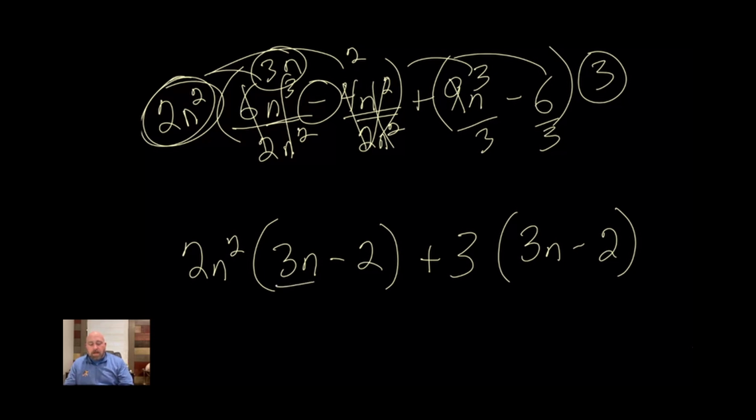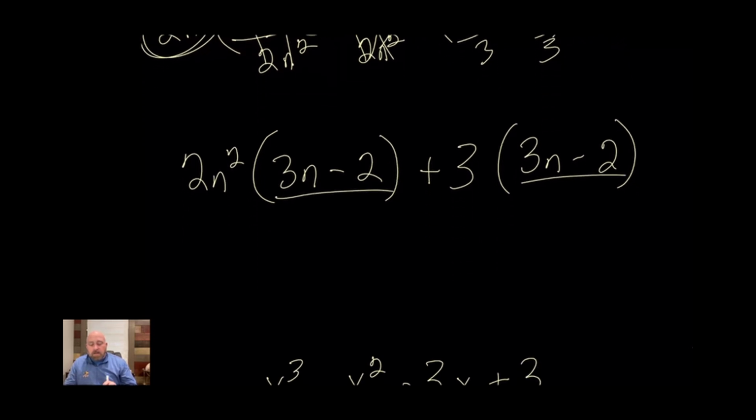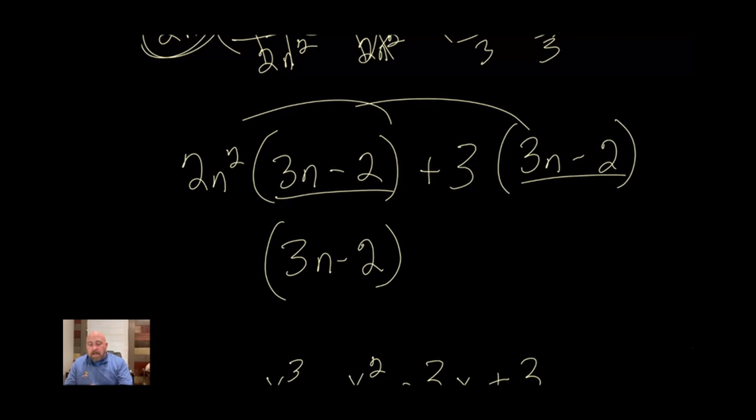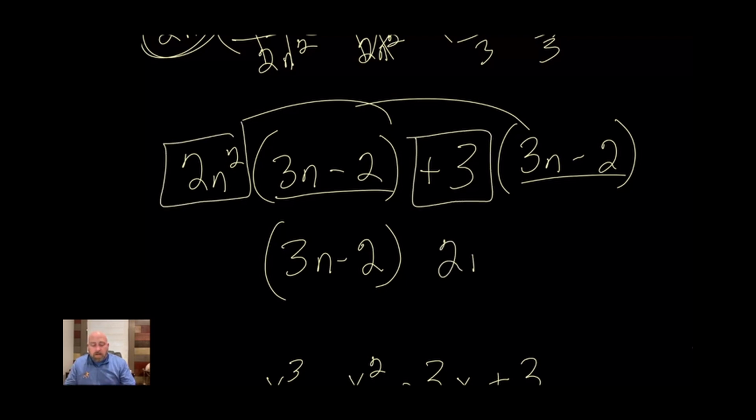Well, guess what happened? 3n minus 2, 3n minus 2. So what we can do with that is that's common. It comes out. So 3n minus 2 comes out, and then everything that we have left over inside, 2n squared plus 3, is our other piece to that.